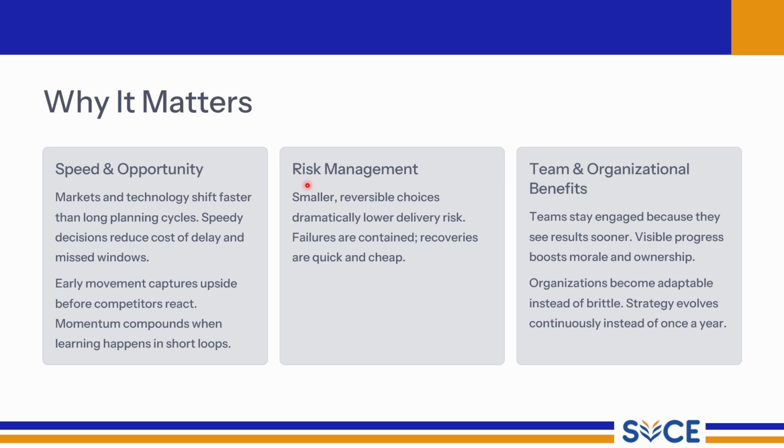And next one is risk management. Smaller, reversible choices dramatically lower delivery risk. Failures are contained, recoveries are quick and cheap. Instead of betting the farm, Agile takes small reversible steps. Failures are cheap and recoveries are fast. So small risk, safe growth.